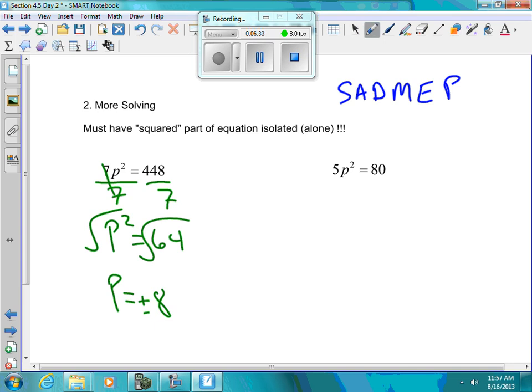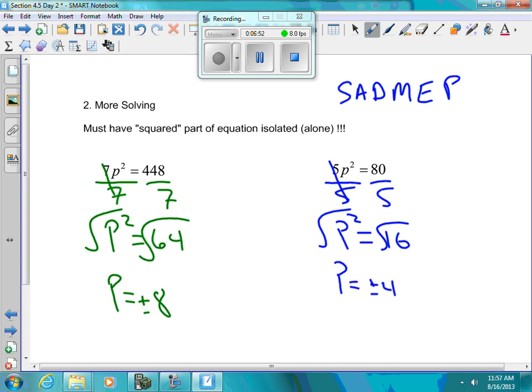Okay, this one, same idea. We have to undo multiplying by dividing both sides. 80 divided by 5 is 16. So we square root both sides. Got ahead of myself there. Square root both sides. We get p equals plus or minus 4. Okay?